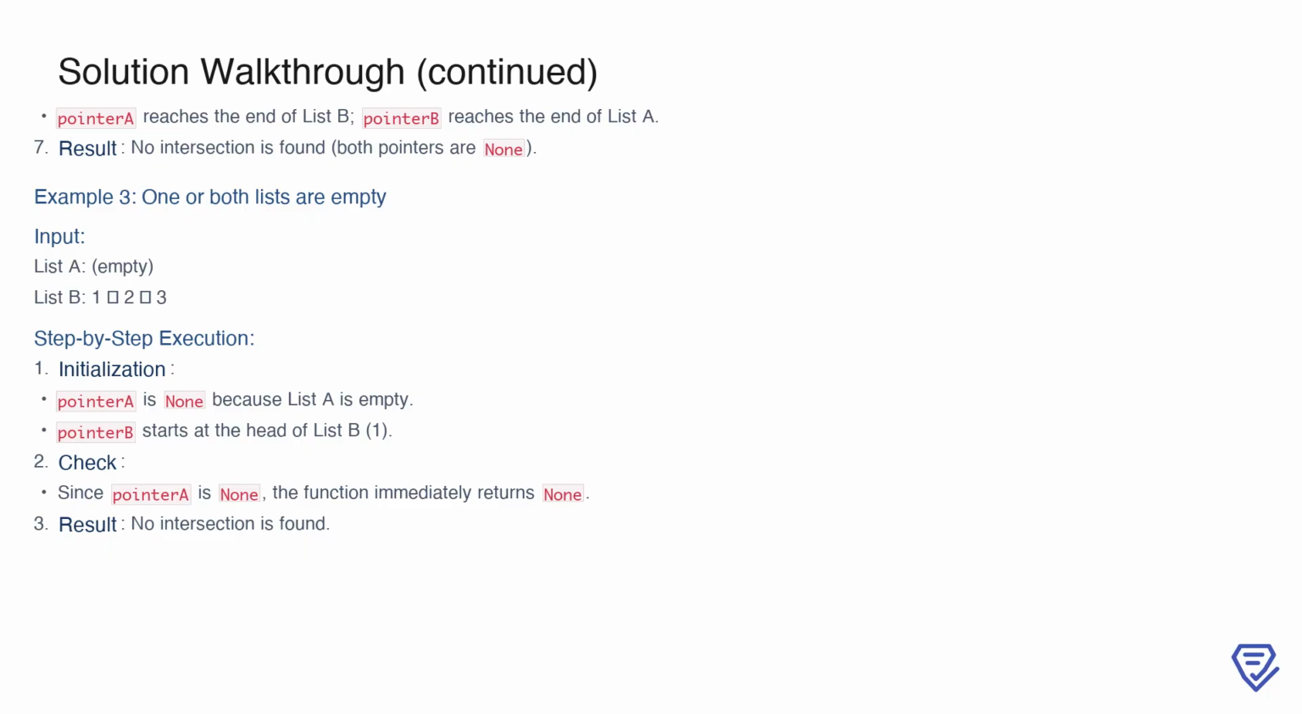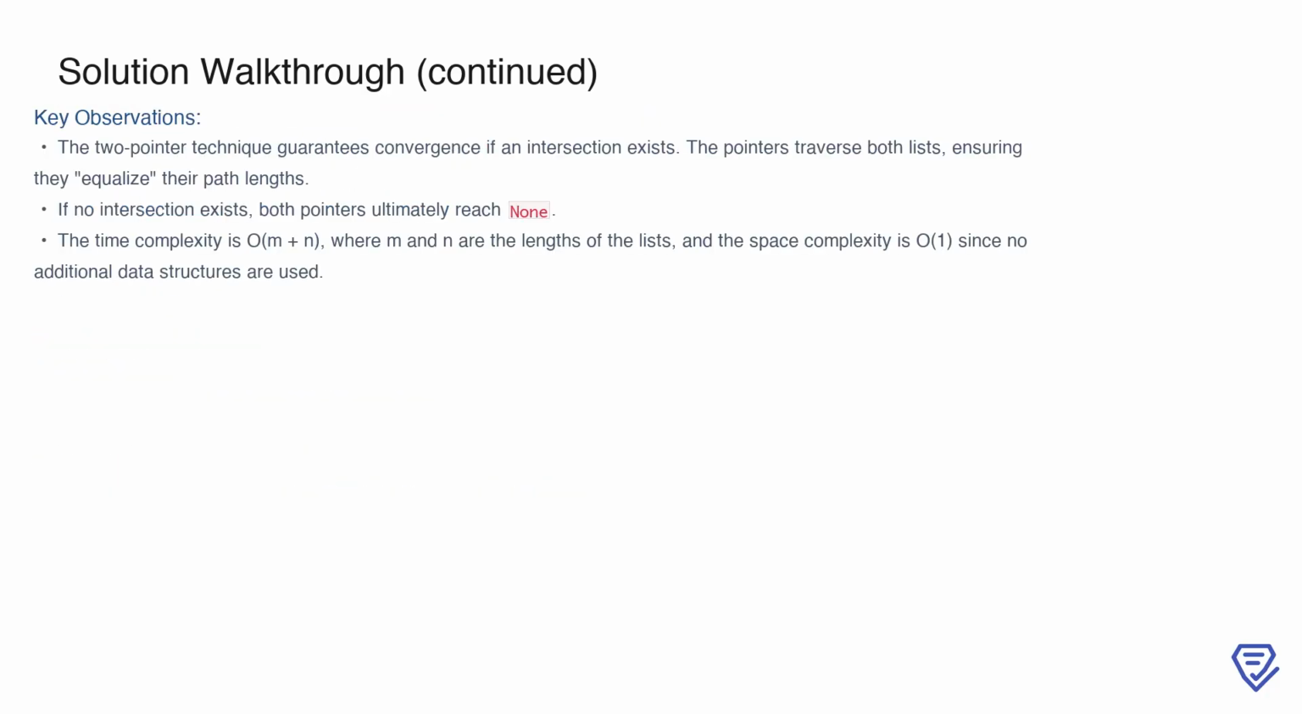Additionally, in the case where one or both lists are empty, such as list A being empty while list B contains nodes 1, 2, and 3, the process is straightforward. Here, pointer A is initialized to none since list A is empty, while pointer B starts at the head of list B. As pointer A is already none, the function immediately determines that no intersection exists and returns none as the result.